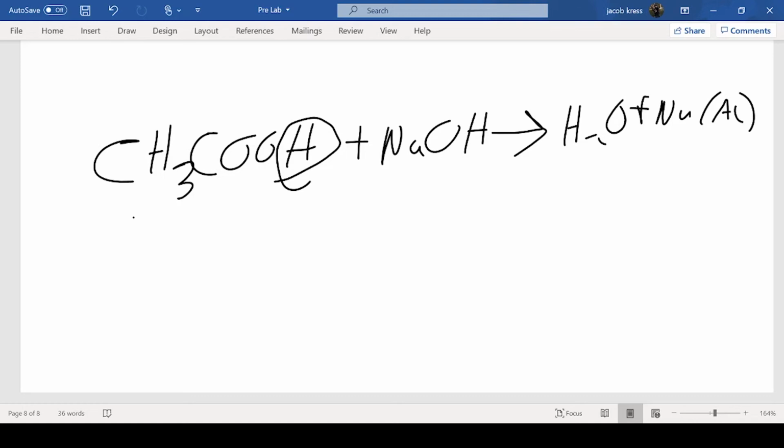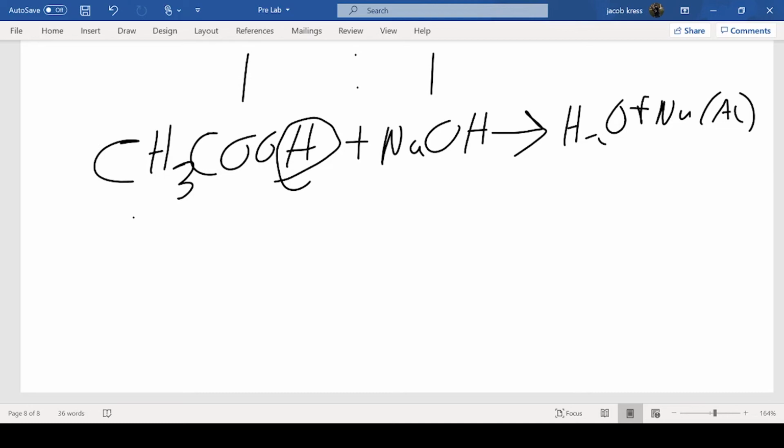I'm just representing the acetate anion as AC. That's another shorthand. You guys will see the further you get into chemistry. I'm just running out of room here. So we can see here, this is a 1-to-1 ratio. So for every mole of sodium hydroxide we use, we're going to use 1 mole of the acetic acid.